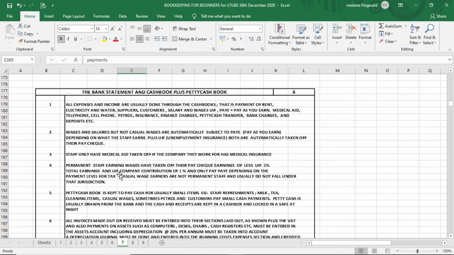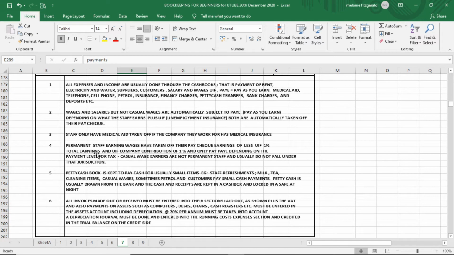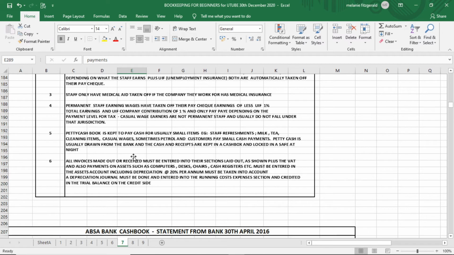All right, very important. Staff only have medical aid taken off if the company they work for has medical insurance. Permanent staff earning wages have UIF of 1% of total earnings taken off their paycheck. This just pertains to the staff. We've already done that exercise and I've shown you how to calculate the wages and the company contribution. Petty cash is kept to pay cash for usually small items: staff refreshments, cleaning items, casual wages. These are all just points to remind you.